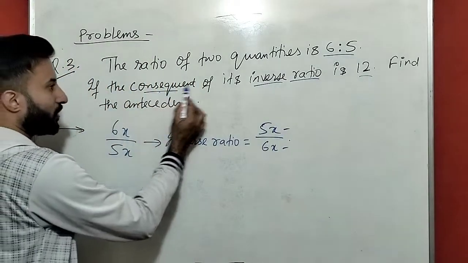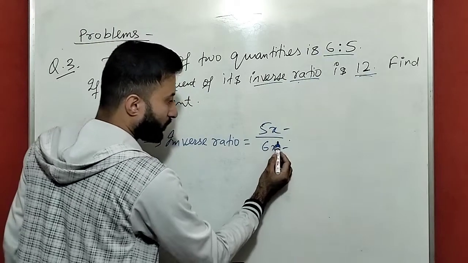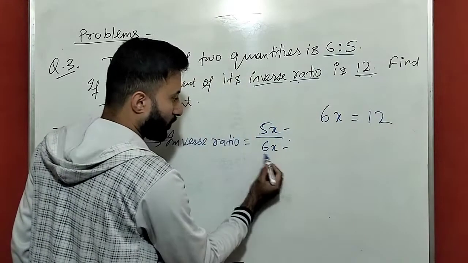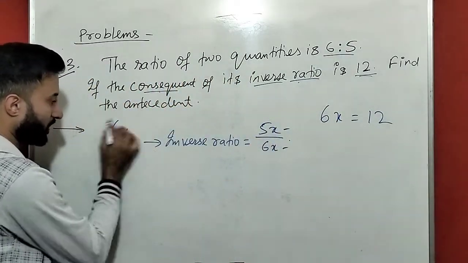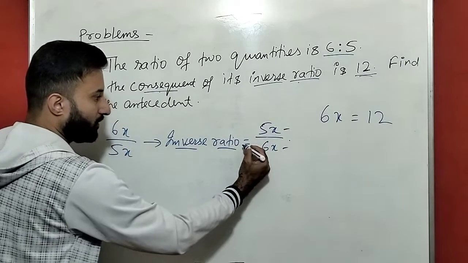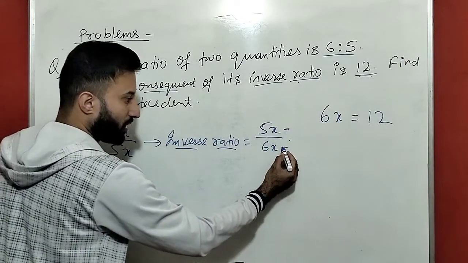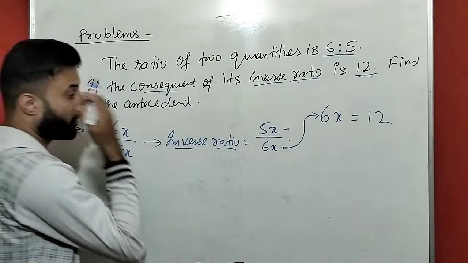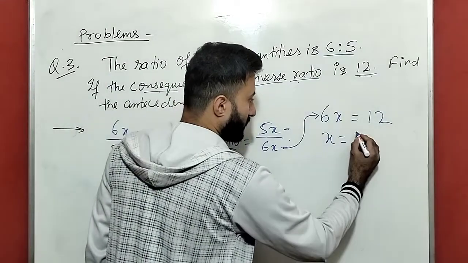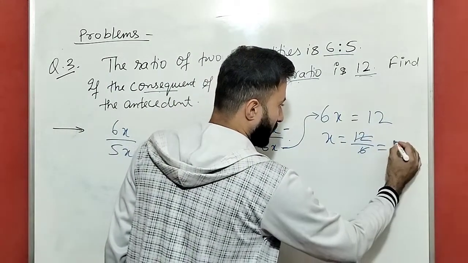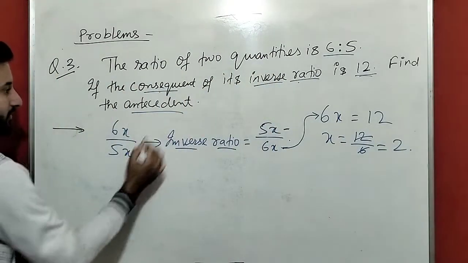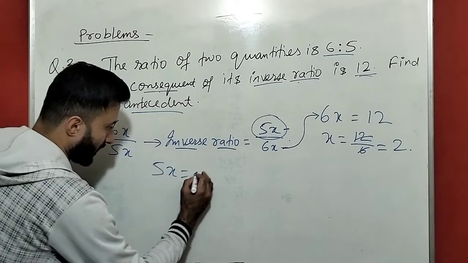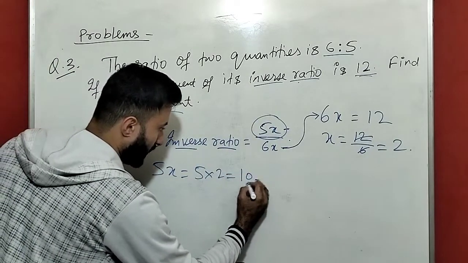They told that the consequent of its inverse ratio is 12. This is the given ratio, the inverse ratio is this, this is the antecedent, this is the consequent. So the consequent of the inverse ratio is 12. So the consequent 6x is equal to 12, so x is equal to 12 by 6. x we got is 2. You have to find the antecedent. So what is the antecedent? Antecedent is 5x. So 5 into x, which is 2, 5 times 2 is 10. That's it.